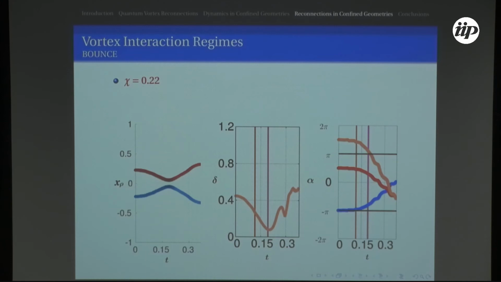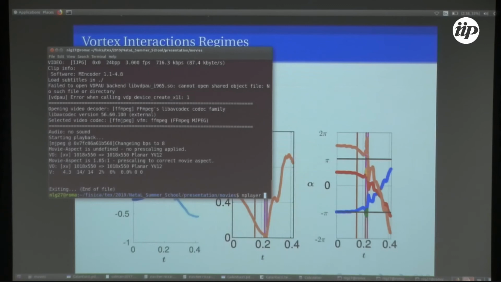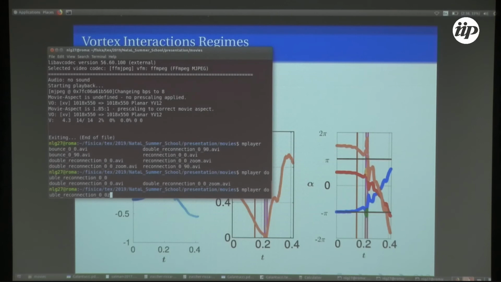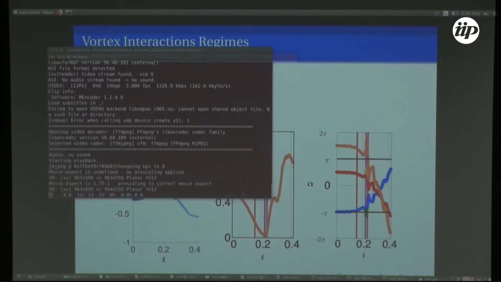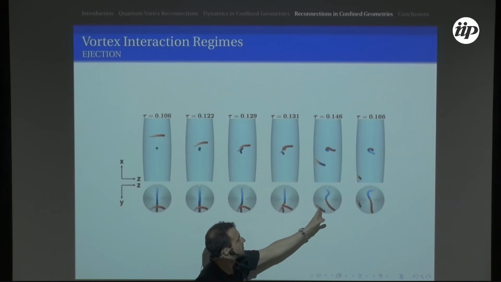And there is also an intermediate region where the bounce occurs via double reconnection. You have a double reconnection, one, then the first, and then it goes. Okay, I'm skipping. Then you've got another case where the reconnection between two vortices which are not placed in a symmetrical situation creates a smaller vortex with a short length on the other side. And so in this case, we have what we call an ejection.